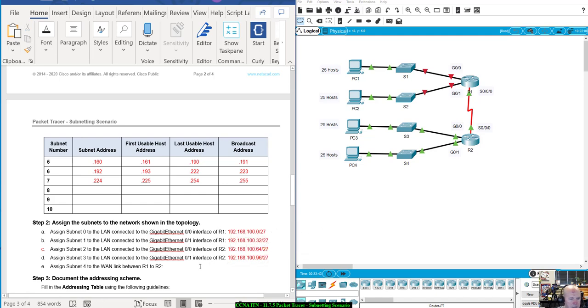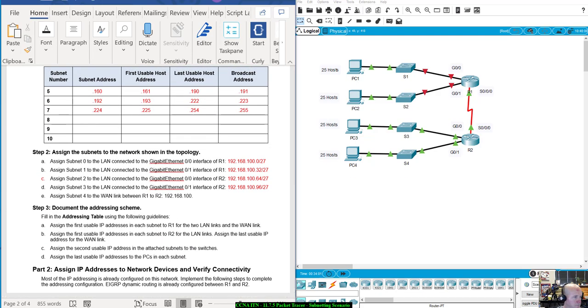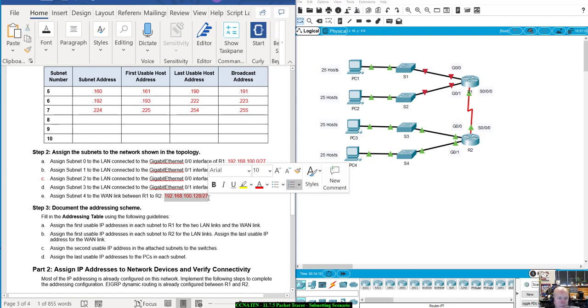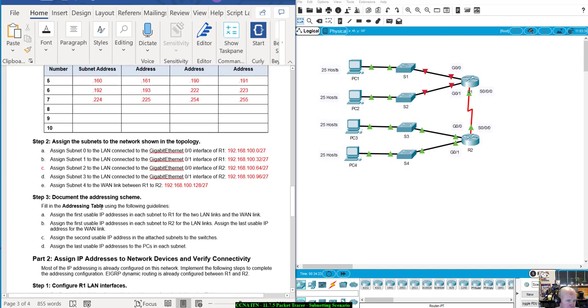All right, assign subnet 4 to the WAN link. All right, that'll be fine. 192.168.100, is that .128? /27. So you can see right there that's one of the reasons you would use variable length subnet masking, because you're going to waste a whole lot of IP addresses for that WAN link from router to router. But it really doesn't matter. That's just something to consider.